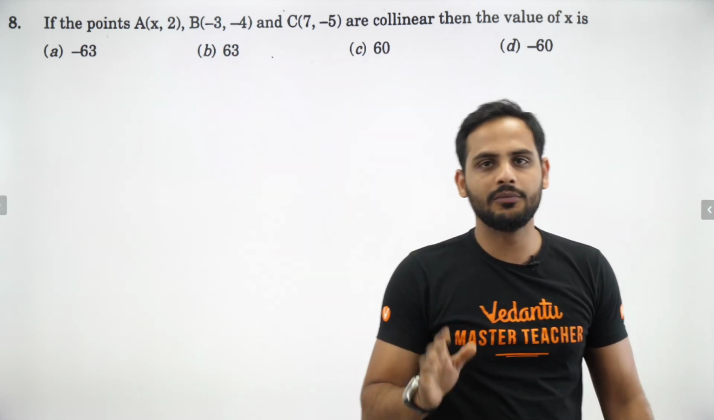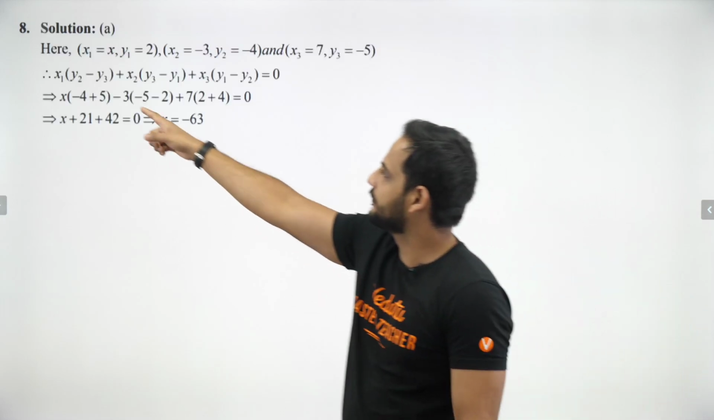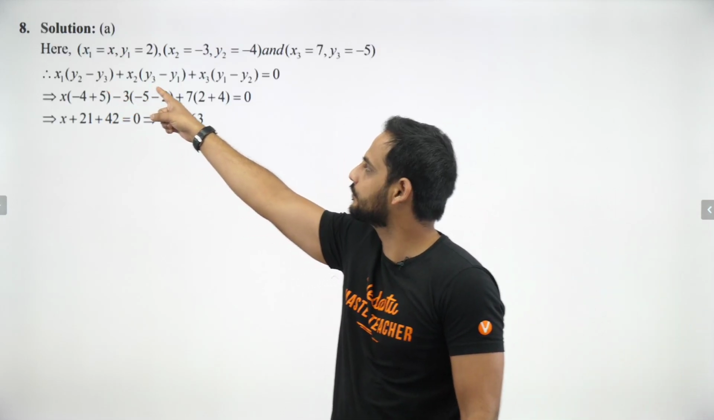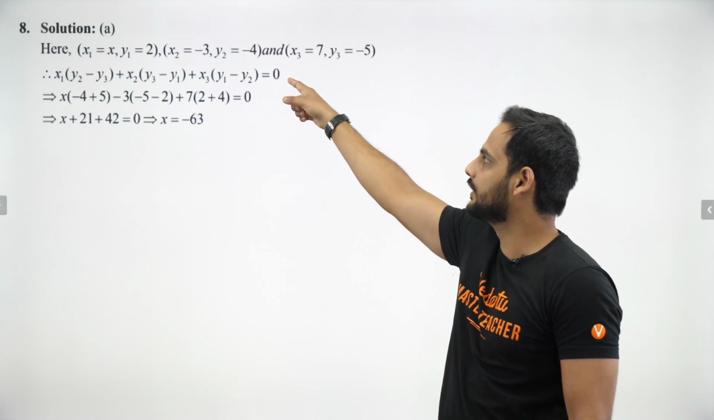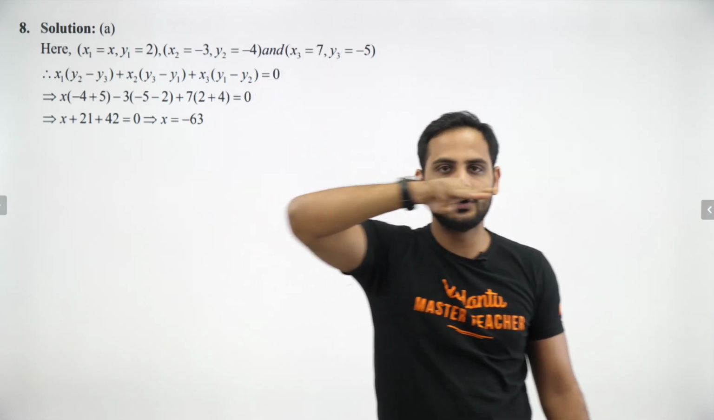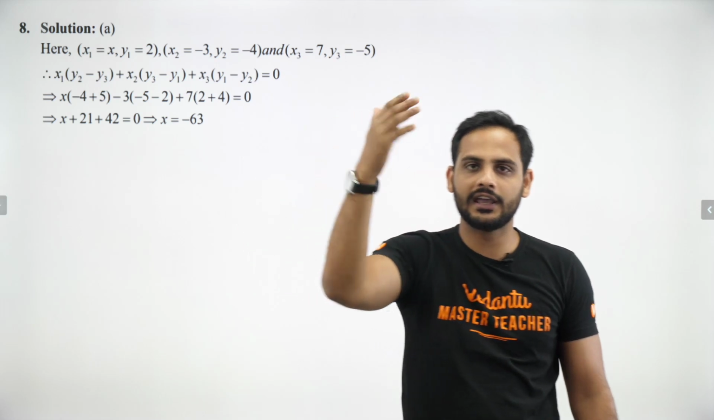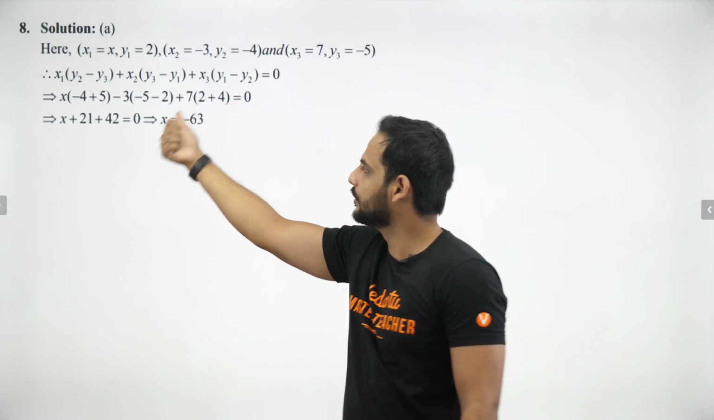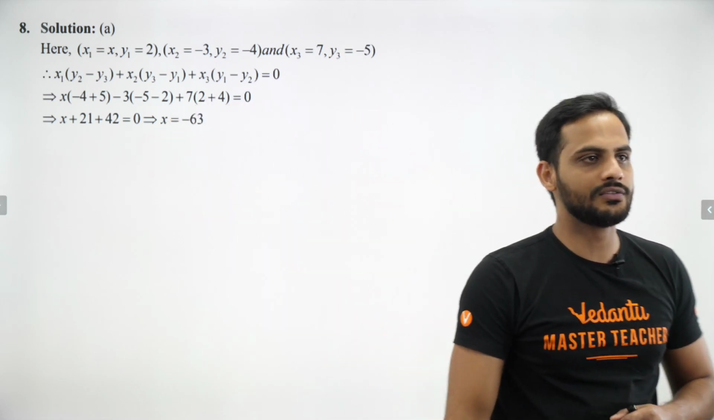The area of the triangle formula we know: half modulus of x1 into (y2 minus y3) plus x2 into (y3 minus y1) plus x3 into (y1 minus y2). If three points are collinear, they will form a straight line, so the area of the triangle should be equal to 0. Solve it and you will get x is equal to 63.